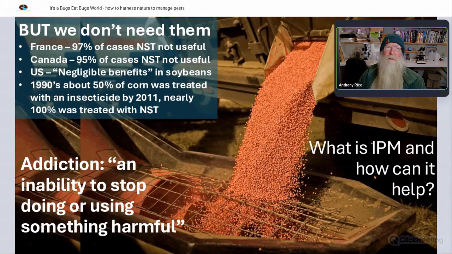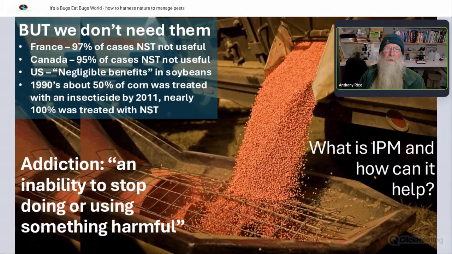In the US, they did a study on soybeans, and this was a long-term, went over several years, many tens of trial plots over a long period of time, and they found negligible benefits. So we don't need them, and this one's a real eye-opener. In the 1990s, about 50% of corn in the US was treated with an insecticide. By 2011, it's gone up to 100% are treated with neonicotine seed treatments, with no appreciable increase in pest pressure. And that's the key to this. We're using them more, seemingly without any reason. We just seem to be addicted. I cannot fathom how we've got to this stage. So an addiction is an inability to stop doing or using something harmful.